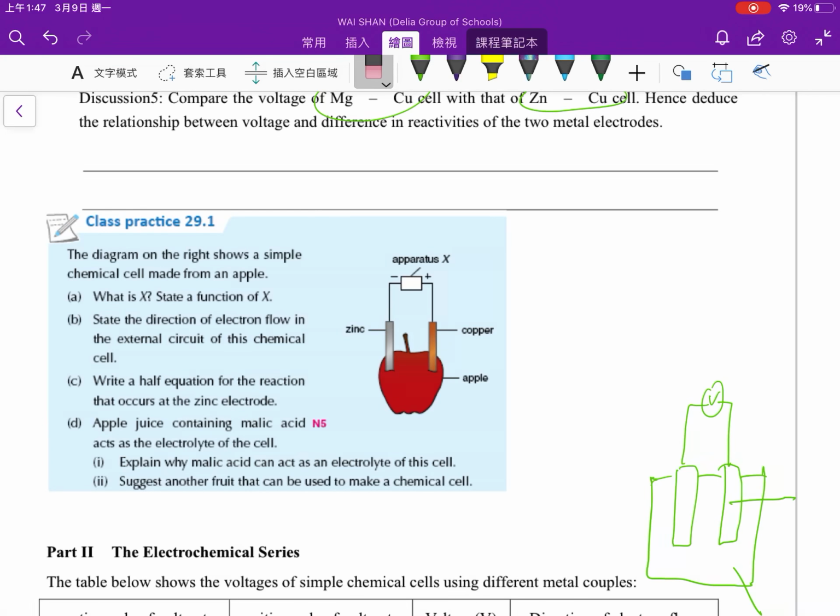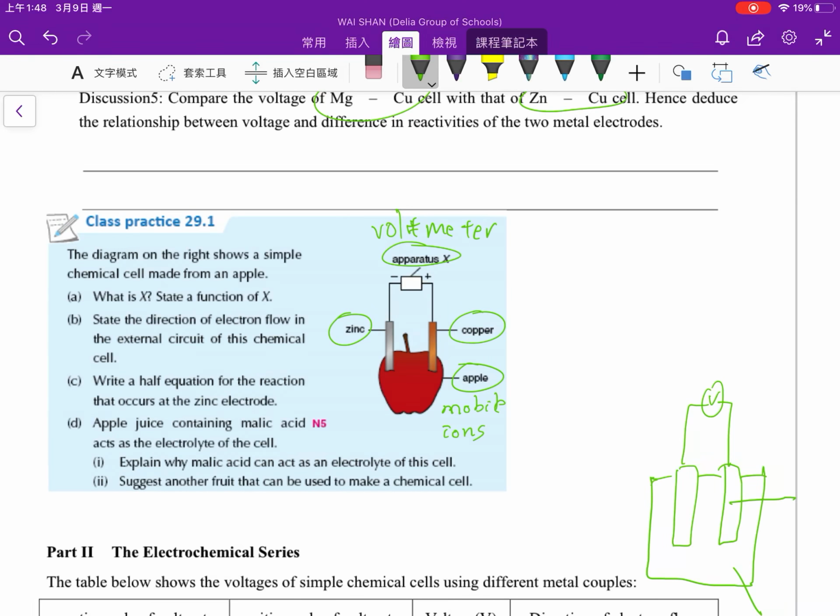Last week we learned about the chemistry in the simple chemical cell. A simple chemical cell involves an electrolyte and two different metals. One is more reactive, another one is less reactive. The electrolyte can provide mobile ions to conduct electricity, and the apparatus here should be a voltmeter, which tells the direction of the electron flow.